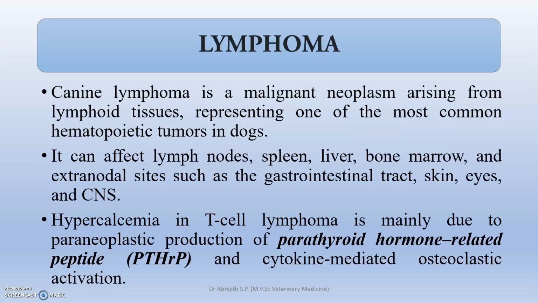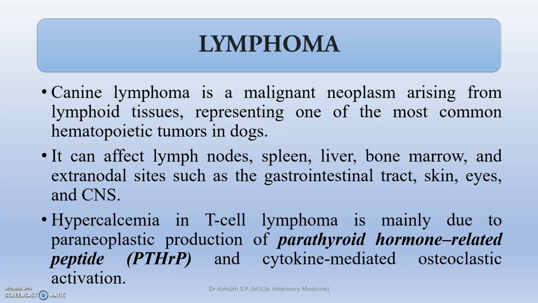So canine lymphoma is actually a malignant neoplasm arising mainly from the lymphoid tissues, and it is one of the most common hematopoietic tumors in dogs. It affects mainly lymph nodes, spleen, liver, bone marrow, and extranodal sites such as the GI tract, skin, eyes, and CNS.